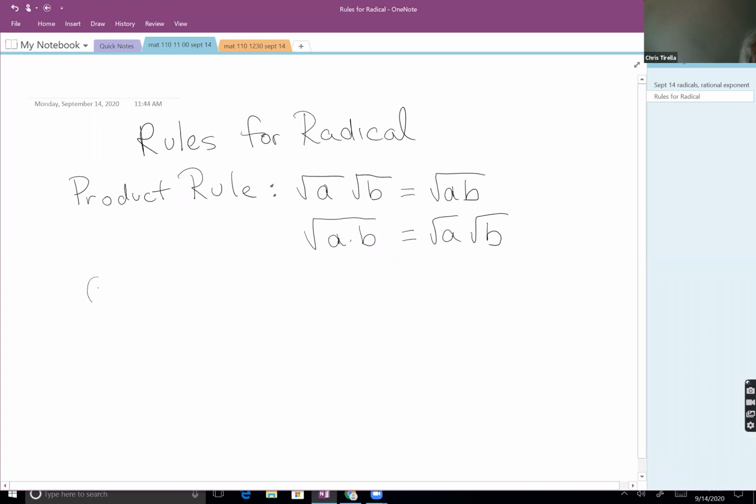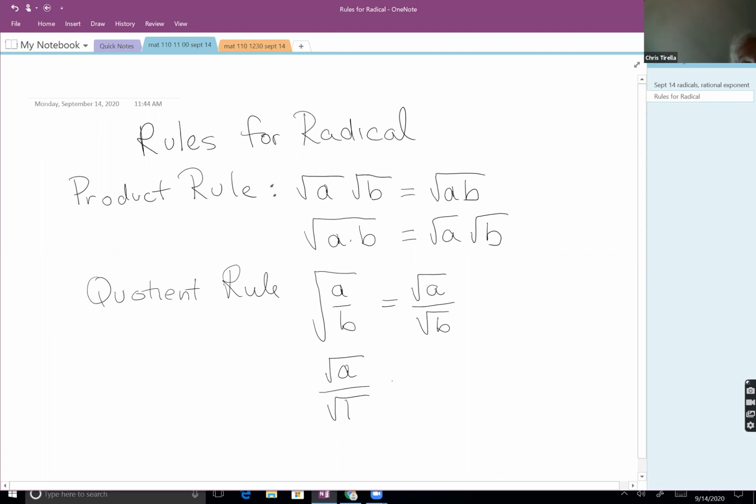Other rule we have is a quotient rule. It says that the square root of A over B is equal to the square root of A over the square root of B. Or the other way, the square root of A divided by the square root of B is equal to the square root of A over B. They're two-way streets. They work both ways.